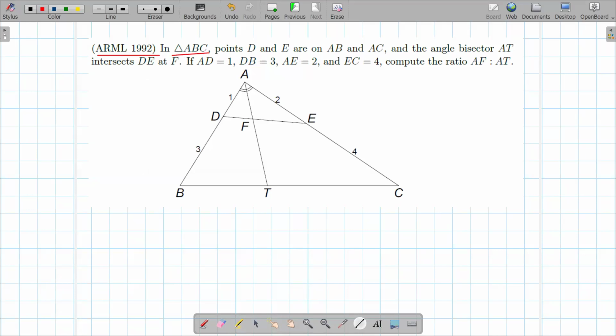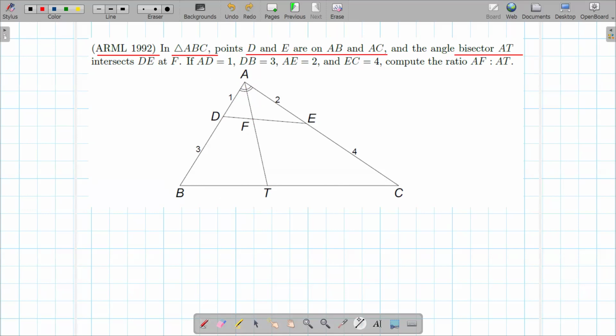So we've got a triangle ABC, and then we've got 2 points D and E on AB and AC. Well, there you go. Here's point D, here's point E. And we've got this angle bisector AT now. Well, this is point T on BC. So these two angles are equal to each other, as you can see on this diagram here. And this angle bisector intersects DE at point F right here, no?